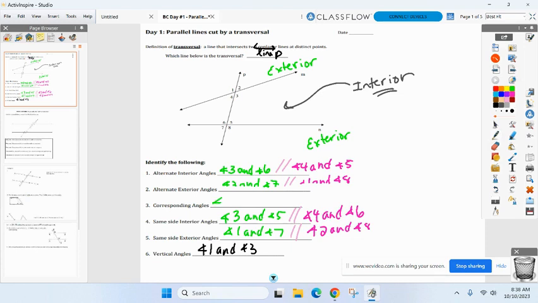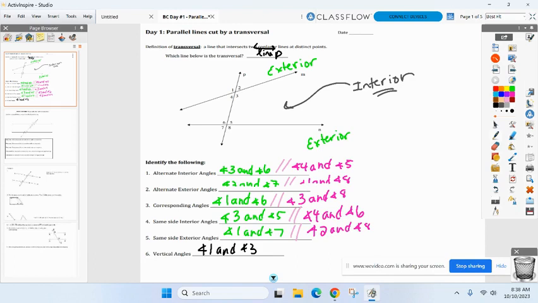So what would 1 match up with? 1 and 6. Those are called corresponding angles. 1 and 6. There's a couple more, but let's just do another one. 3 would match up with 8. 3 and 8. And there's more. Yes, we could say 4 and 7, 2 and 5. Those are called corresponding when I match them up.